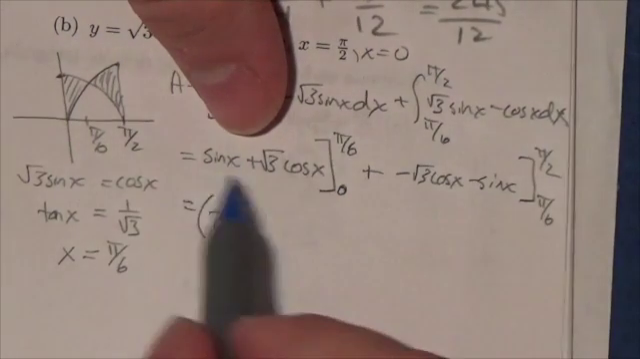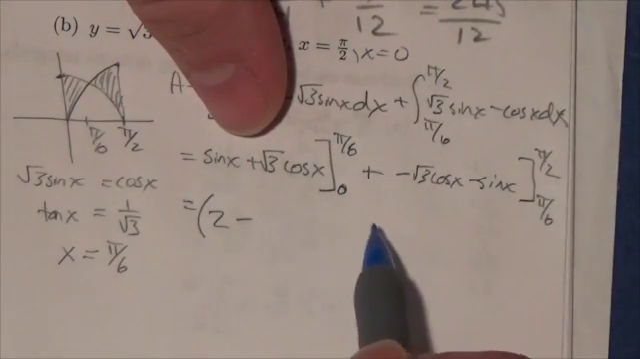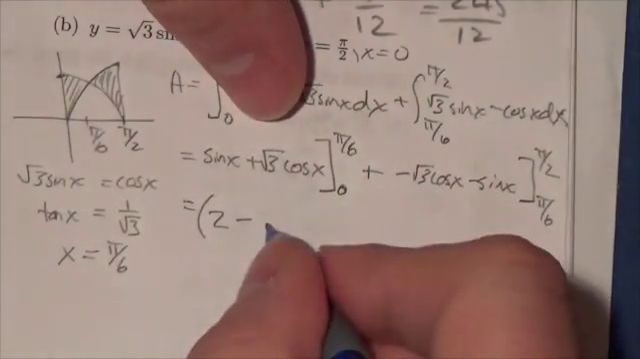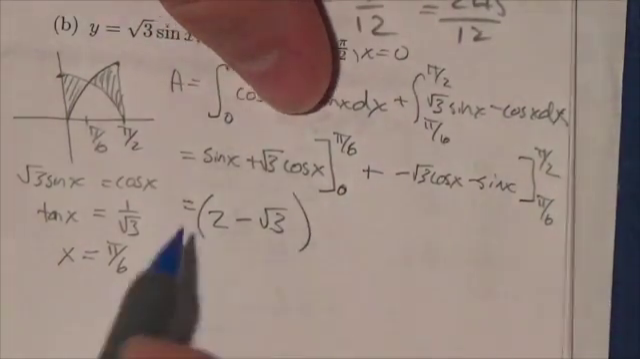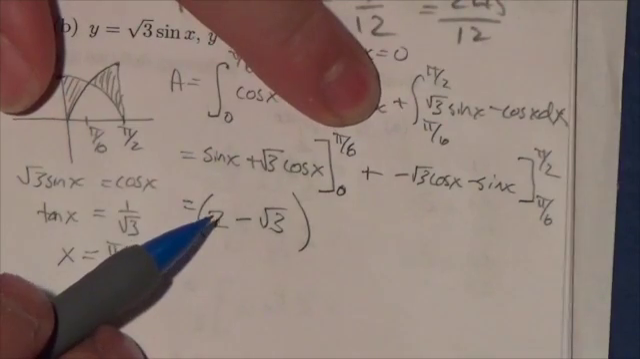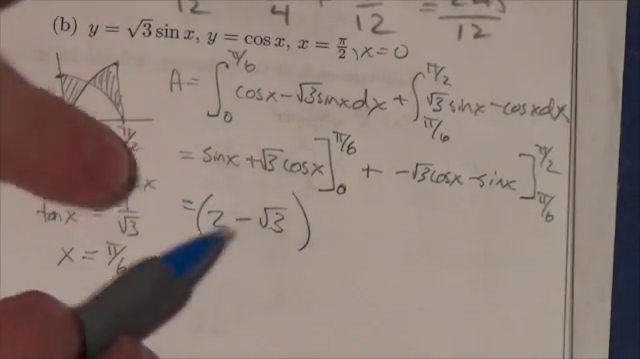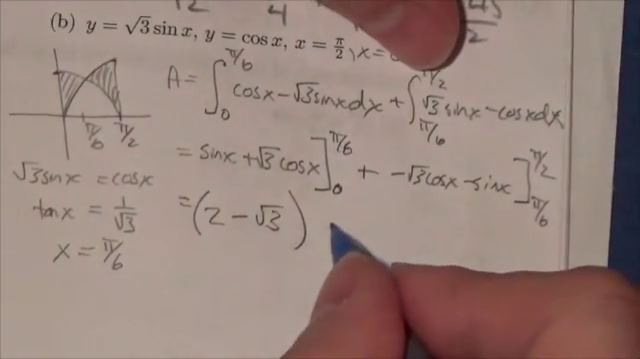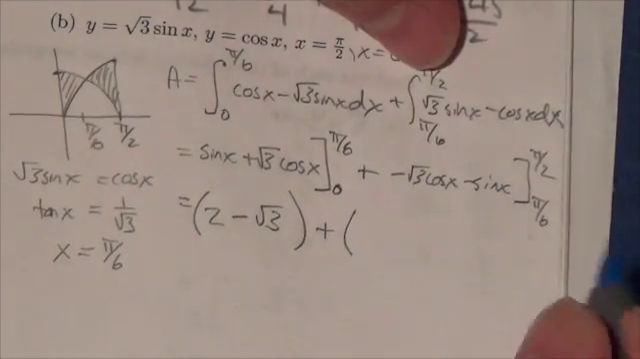Now if I plug 0 into this, the sine of 0 is 0, the cosine of 0 is 1. So all that's going to survive out of that when I plug 0 in is root 3. So when I plug in the pi over 6, I get 2. When I plug in the 0, I get root 3. The difference between them, that's the area right in there. We're going to add to that.